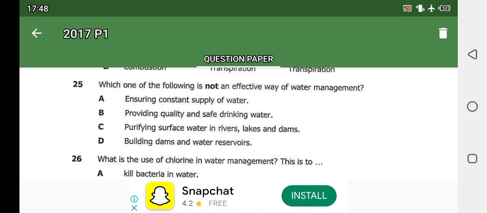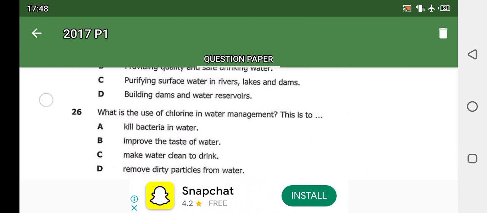Question 25. Which of the following is not an effective way of water management? Ensuring constant supply of water, providing quality and safe drink. Okay. Purifying surface water in rivers and lakes, dams. Correct. Building dams and water reservoir. Correct. Ensuring constant supply of water. Where are they coming from? So the correct answer is A.